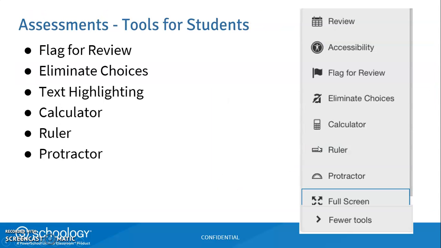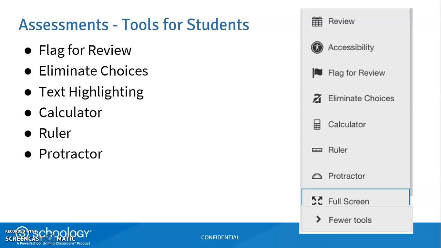When your students are taking an assessment, you have the ability to turn on tools for your students to be able to work with as they go through specific questions. You can set up flags for students to review questions, and that's going to provide them reminders to go back and review something that they've looked at. They'll have the ability to eliminate choices in specific questions, to use text highlighting, to work with calculators, either a regular calculator or a scientific calculator, and even use rulers and protractors.